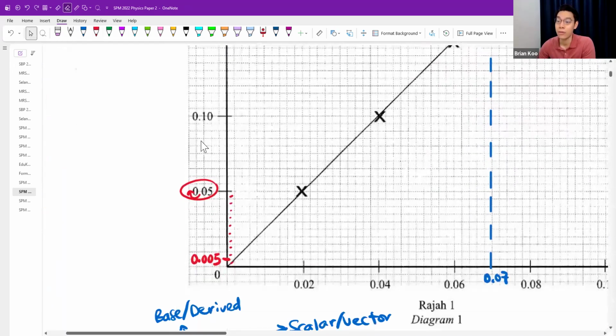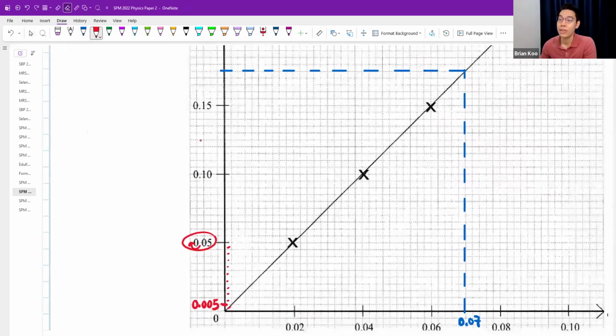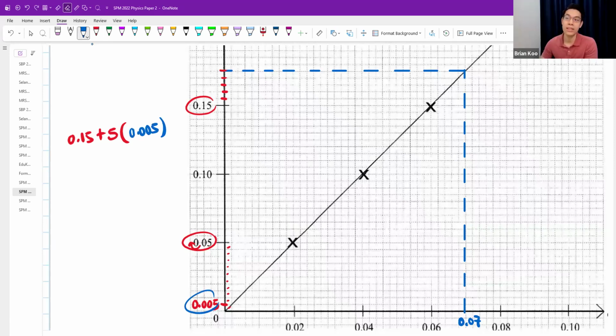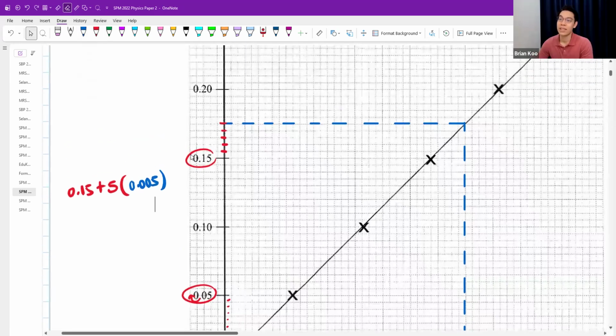For those of you who are confused, you just take this 0.15, and you plus 1, 2, 3, 4, 5 small boxes. 0.15 plus 5 small boxes. Every small box is 0.005. Confirm your answer is correct. Or some of you will say, teacher, I just take the value in between these two. Can I just find the midpoint? Up to you how you want to do it.